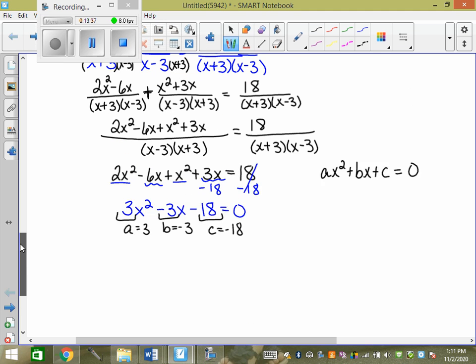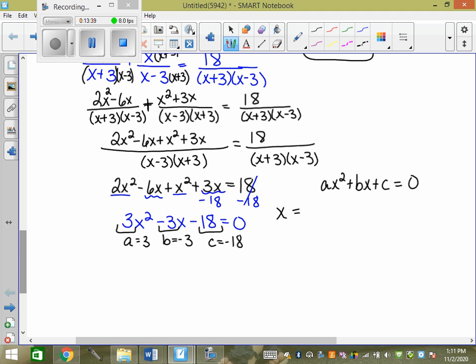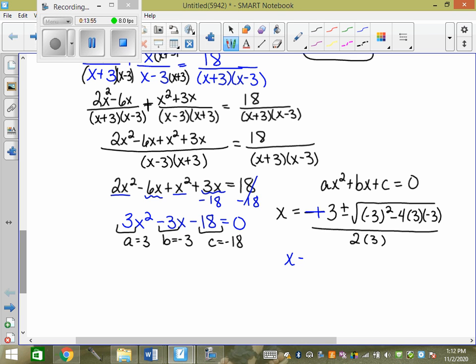So I'm going to get x equals minus b, minus negative 3, plus or minus the square root of negative 3 squared minus 4 times 3 times negative 18, all over 2 times 3. The minus becomes a plus. So I get x equals 3 plus or minus. When I punch that into my calculator, what do I get? And when you square root that, it's 15.